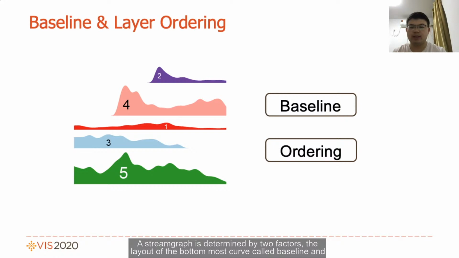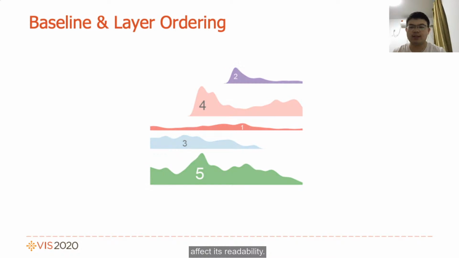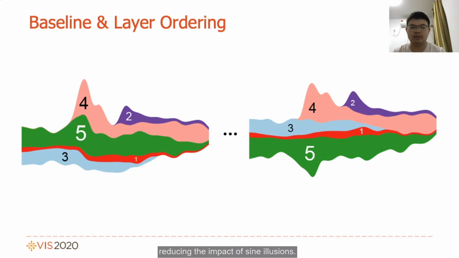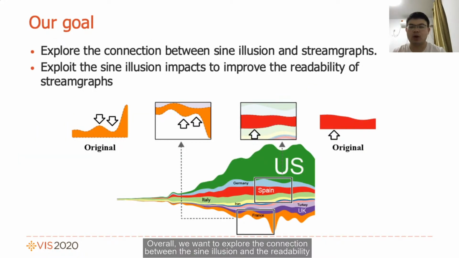A stream graph is determined by two factors: the layout of the bottommost curve called baseline and the ordering of layers. Different baseline and ordering schemes will let the graph look completely different and affect its readability. We need to take both of these factors into consideration to construct a stream graph which aims at reducing the impacts of sine illusions. Overall, we want to explore the connection between the sine illusion and the readability of a stream graph. Furthermore, we want to improve the readability of stream graphs by reducing sine illusions.